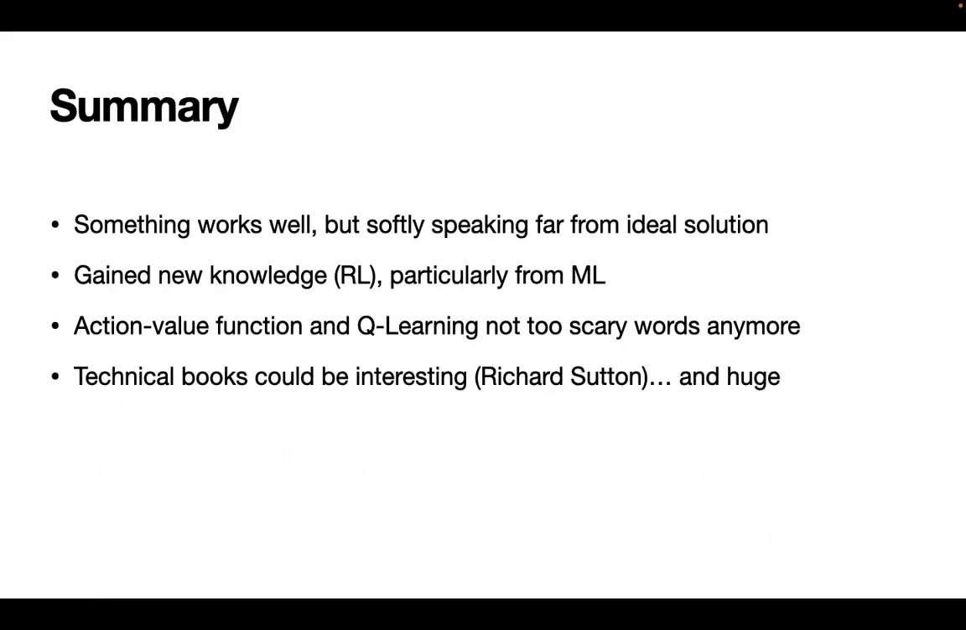In summary, I could say that something works well, but something not. The solution is far from ideal. But I gained some knowledge, particularly from machine learning, because I was forced to use machine learning model approaches to approximate a function. Action value function and learning algorithm, for example, are not scary words anymore, as I first heard about them. And I really tried to read some chapters of Richard's book, but it's huge, and we actually passed the course too quickly, so it was hard.